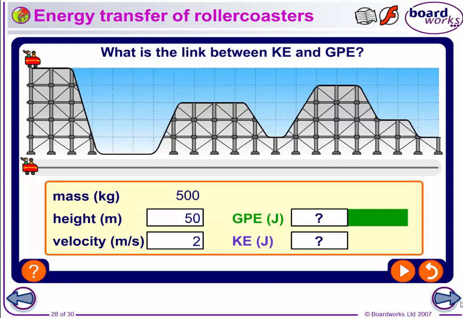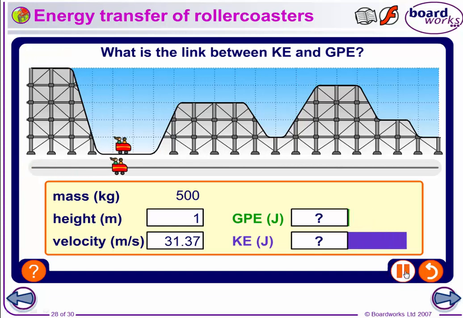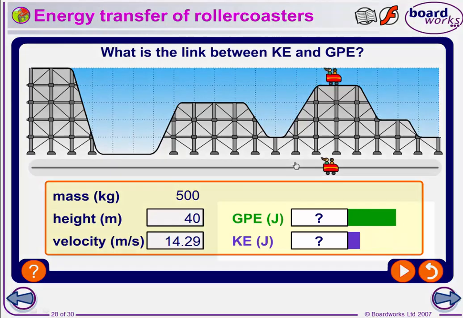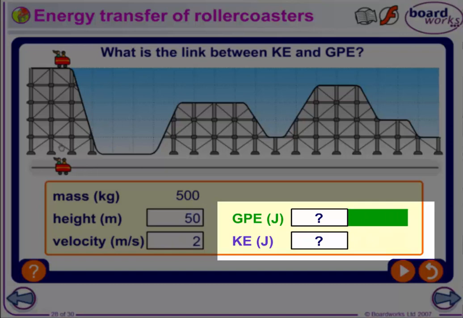Now we're going to look at the energy transfer of roller coasters, in particular from gravitational potential energy into kinetic energy. Let's start this. Play. Watch this. Now that happens ever so quickly. What we're interested in is what happens to the potential energy and the kinetic energy at different parts of the ride. Let's go back to the beginning.